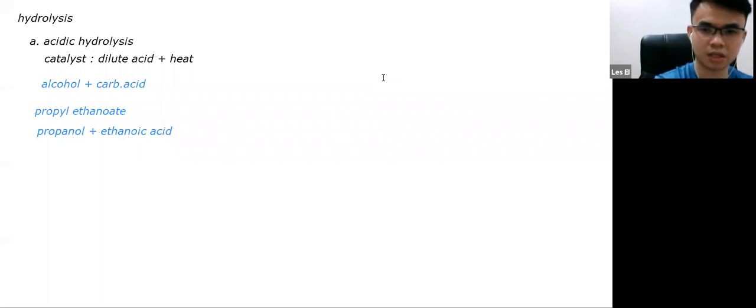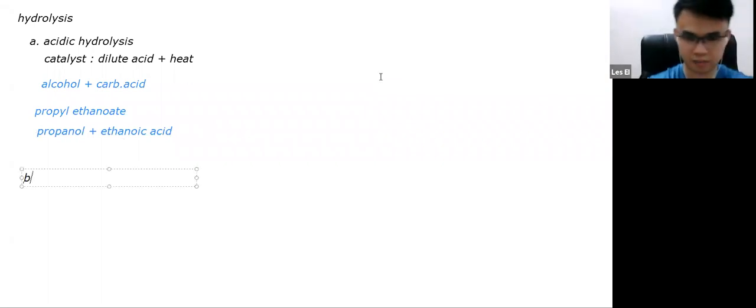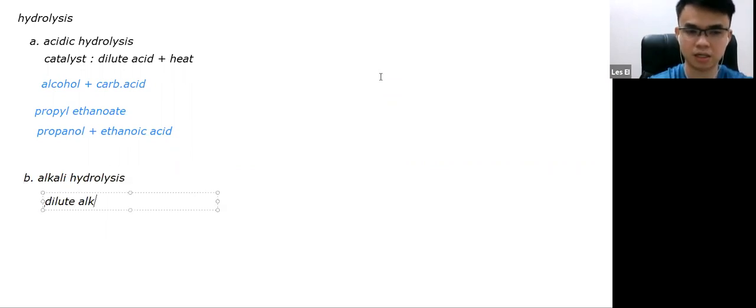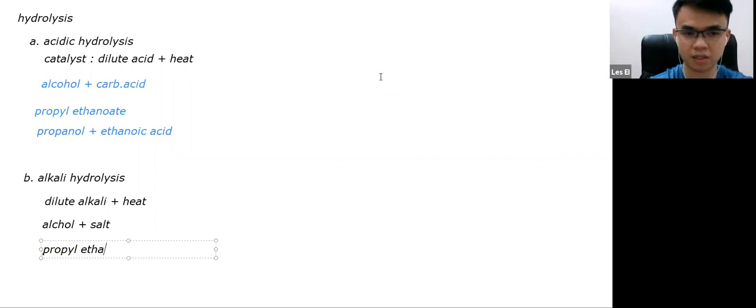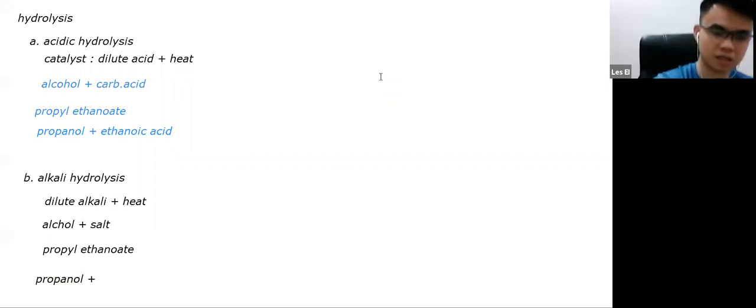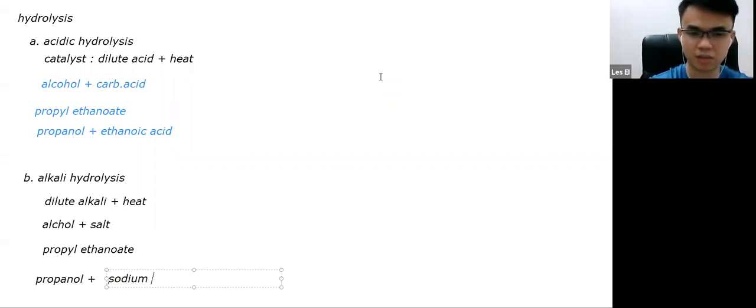The second type of hydrolysis is alkali hydrolysis. So you will be using dilute alkali and heat. It does not give you carboxylic acid back, so it gives you alcohol and salt. So for instance, if you hydrolyze propyl ethanoate, you still get propanol, but instead of getting the ethanoic acid, you'll get something like sodium ethanoate.